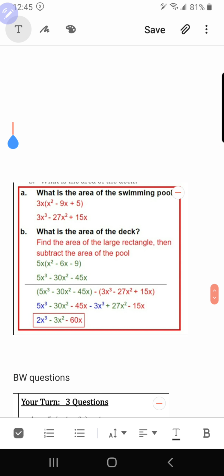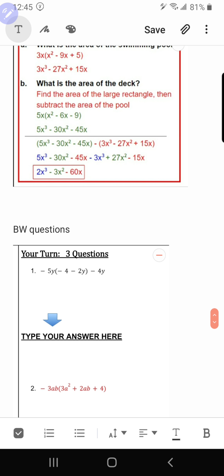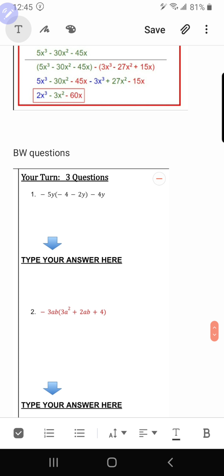Now just in case something happens to the worksheet that you are downloading, you have 3 questions to answer for me. The questions look like this. You have negative 5y times negative 4 minus 2y, the whole thing subtracted by minus 4y. That's similar to the first example that we did. You're going to distribute the negative 5y to negative 4, negative 5y to negative 2y. After you multiply them, you subtract the 4y from everything.